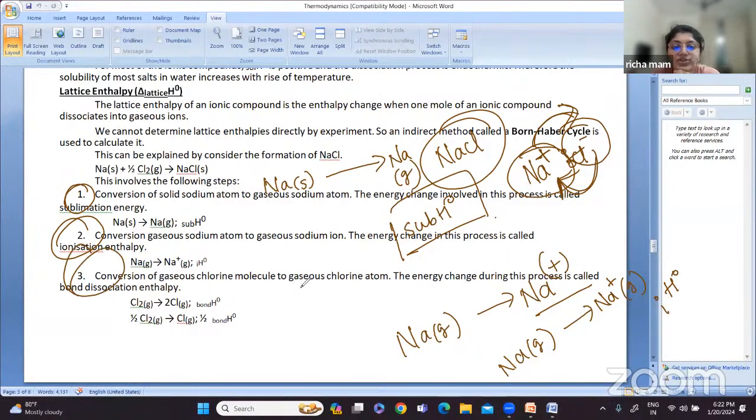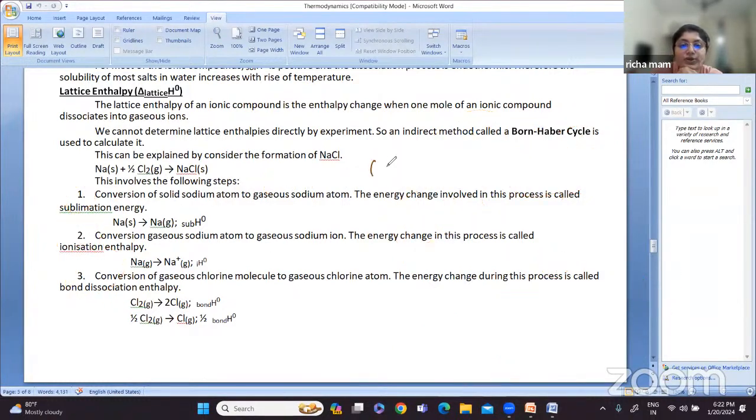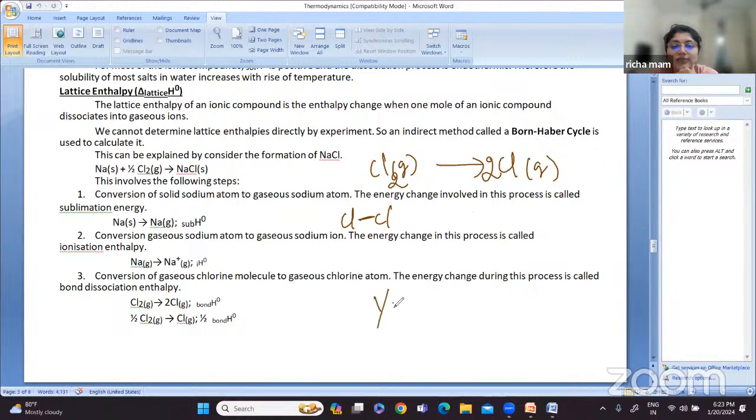The third step is conversion of the gaseous chlorine molecule. Your chlorine molecule, which is in the gaseous state, forms two gaseous chlorine atoms. The energy change during this process is called bond dissociation enthalpy. We have studied bond dissociation enthalpy just now, the energy required to break the bond. So Cl2 gas gives 2Cl. Now half Cl2 gives Cl. Fine. So this is your third step.